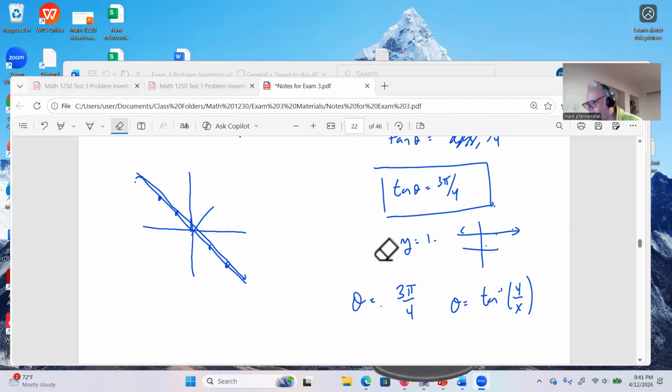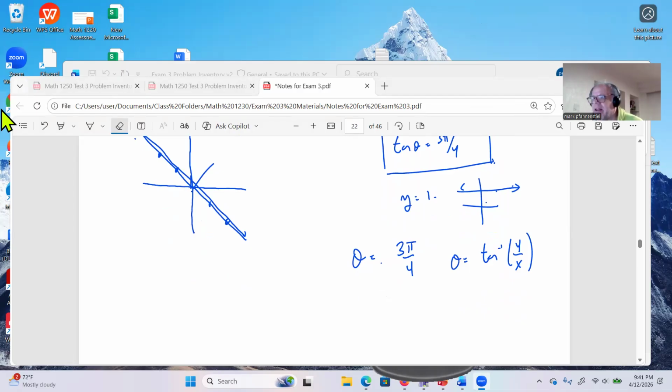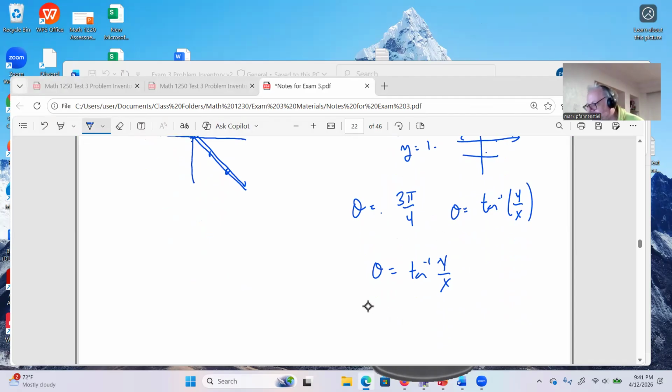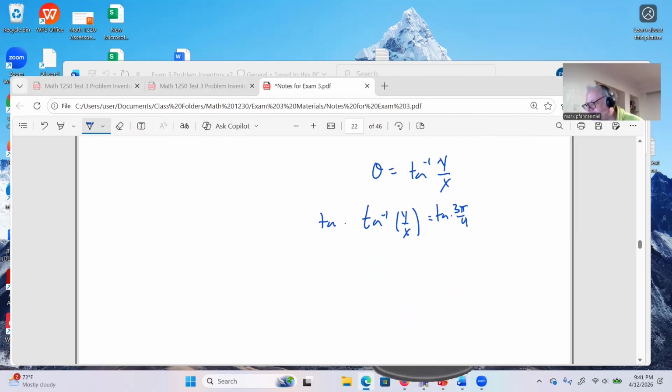And so let's go back to this. We could say, remember that theta is equal to the inverse tangent of y over x. Since we know that theta is equal to 3 pi over 4, we can say that the inverse tangent of y over x is equal to 3 pi over 4. So I'm going to take the tangent of both sides to kind of undo this inverse tangent here. So we're going to end up with y over x equals tangent of 3 pi over 4.